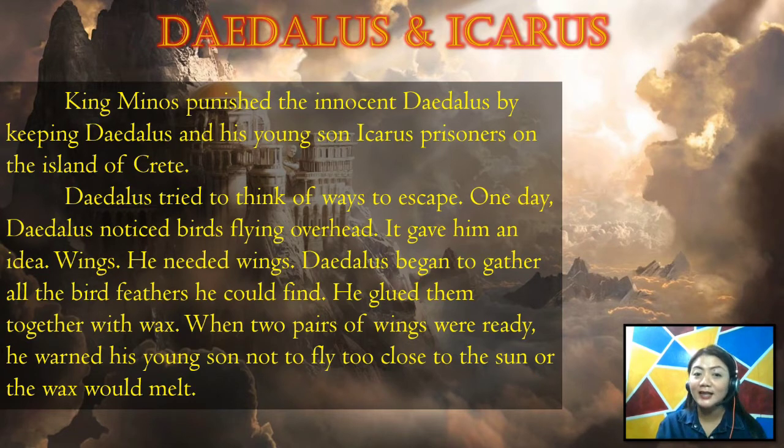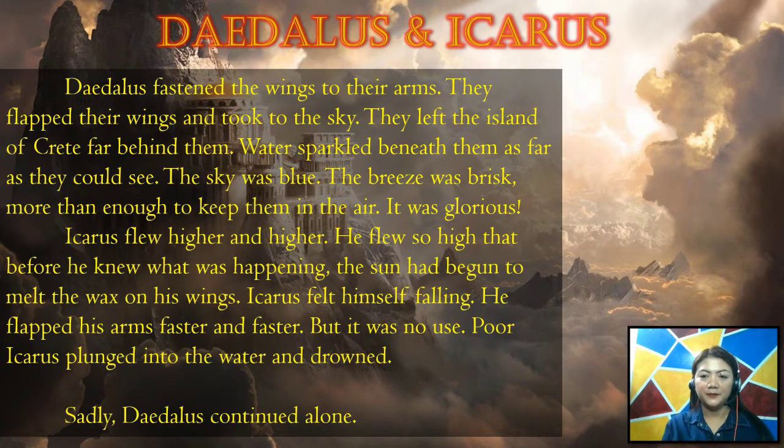Wings. He needed wings. Daedalus began to gather all the birds' feathers he could find. He glued them together with wax. When two pairs of wings were ready, he warned his young son not to fly too close to the sun, or the wax would melt. Daedalus fastened the wings to their arms.